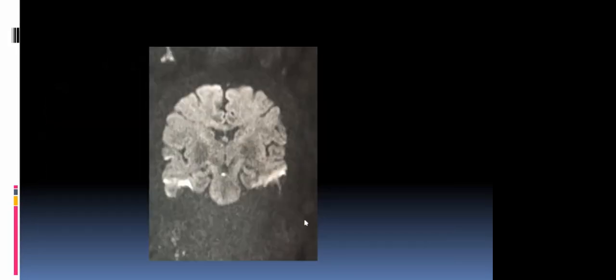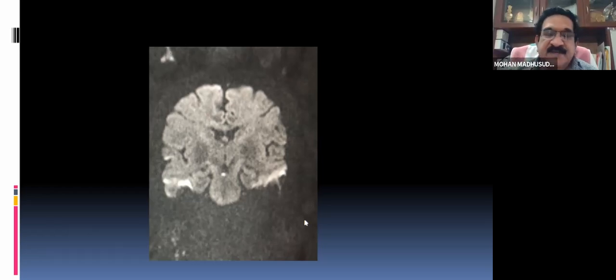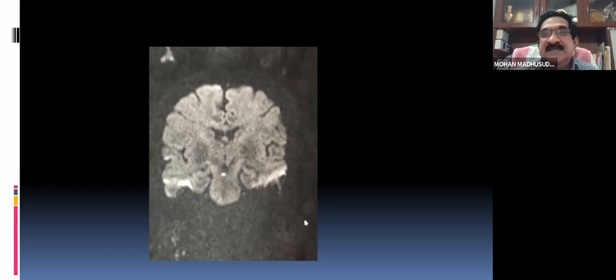Madhu, you think he has got skew deviation? Yeah, in fact, if you look very carefully, the right eye is low compared to the left eye. But he has no ptosis. He has no ptosis.